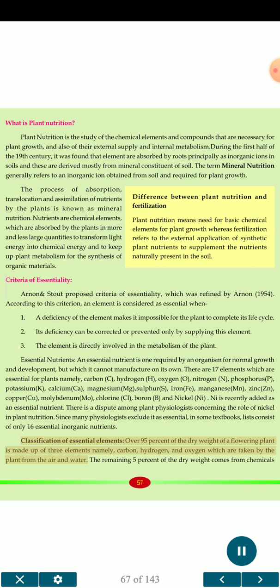Classification of essential elements. Over 95% of the dry weight of a flowering plant is made up of 3 elements, namely carbon, hydrogen, and oxygen, which are taken by the plant from the air and water. The remaining 5% of the dry weight comes from chemicals. Difference between plant nutrition and fertilization.